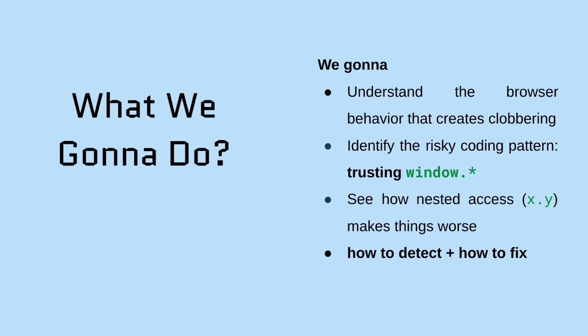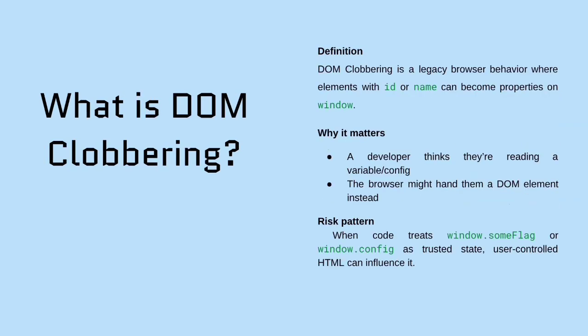Let's see what we're going to do. In here, we're going to define DOM clobbering and why browsers actually allow this behavior. We analyze the advanced access challenge that we provide, and we're going to build a double DOM clobbering payload step by step to bypass the sanitizer. Okay, let's see what is DOM clobbering.